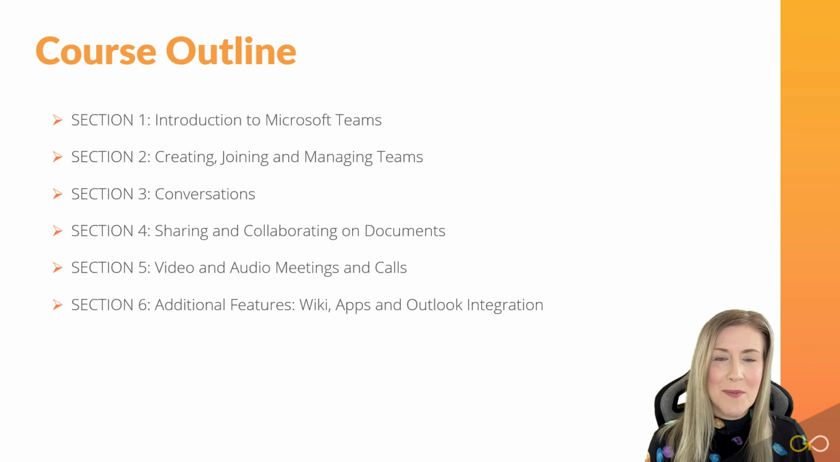In section 6, we'll take a look at some of those additional features, like how you can create wiki tabs, how you can customize channel tabs, and also how you can add other apps into Teams to really extend the capabilities. And we'll also finish up this section by taking a look at the different ways that Teams interacts with Outlook. In section 7, we're going to focus on searching and filtering.